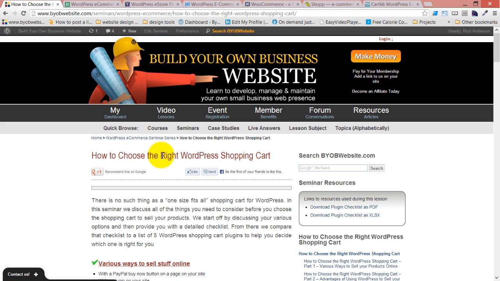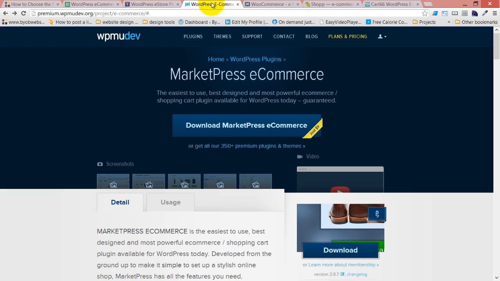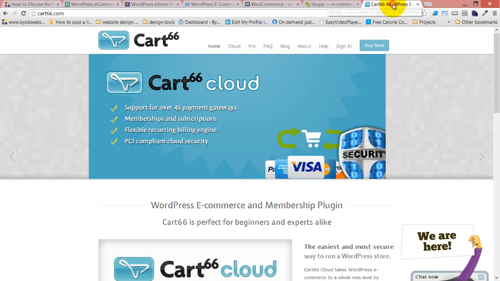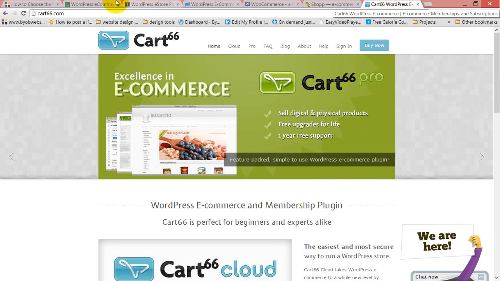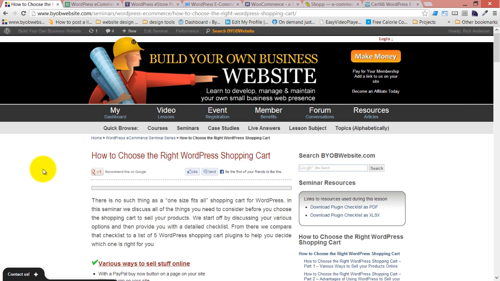And the 5 different plugins that we're going to talk about are WP eStore, MarketPress, WooCommerce, Shopp, and Cart66. Now, I own all of these plugins, and I've used all of these plugins, and I've worked extensively to understand the features of all of these plugins. And so you'll see what the different options are here as we jump into them.